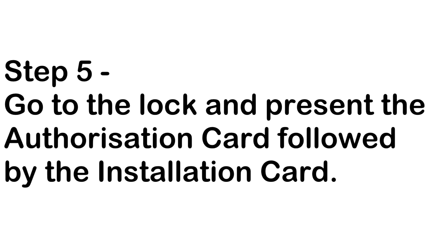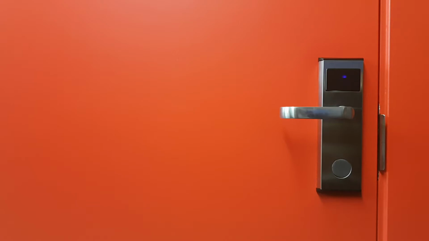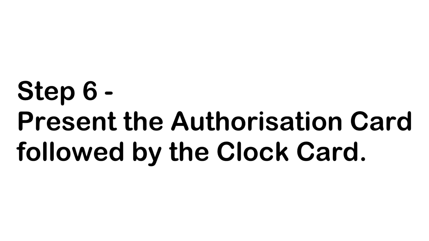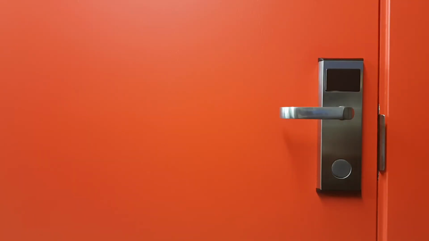Following this, go to the lock that you wish to program. First, you'll need to present the authorization card on the lock as shown. After this, present the installation card on the lock. Next, present the authorization card, followed by the clock card. Finally, test the lock with a freshly cut guest card.